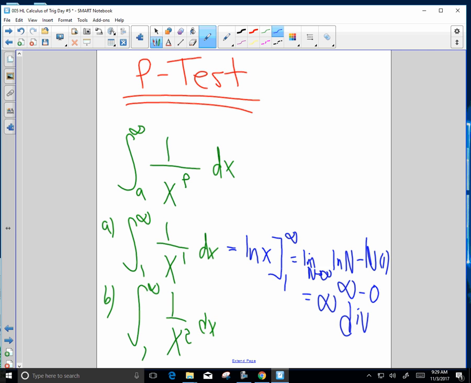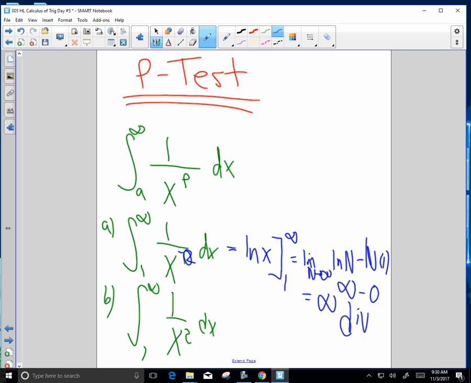By the way, what would happen if it were a 0? You'd get 1 over 1. This would be x. What's the limit as you go 1 to infinity of x? Infinity. So that's going to diverge. How about negative 2? Now this turns into x squared. Yeah, none of those are going to work.